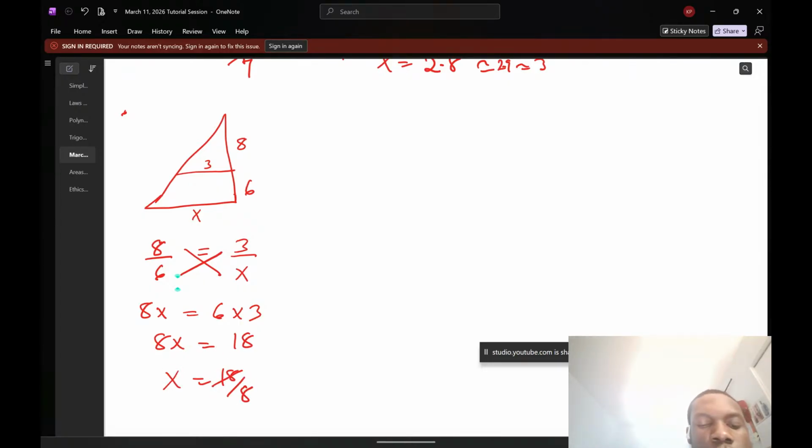Let's use 2 to divide both sides. 18 divided by 2 is 9. 8 divided by 2 is 4. So 9 divided by 4 should give us 2.25.